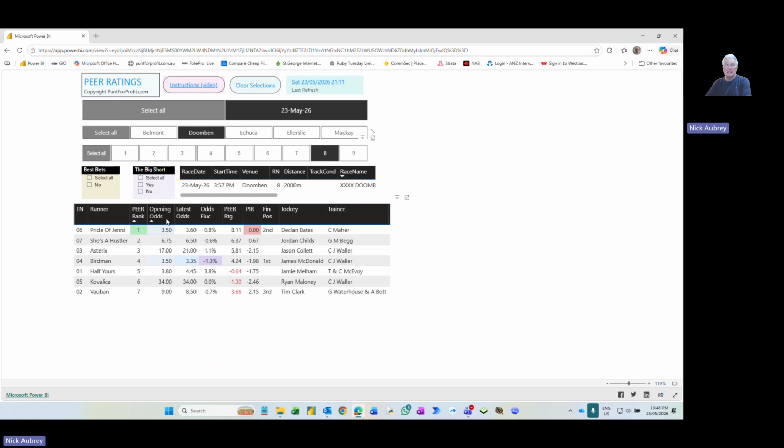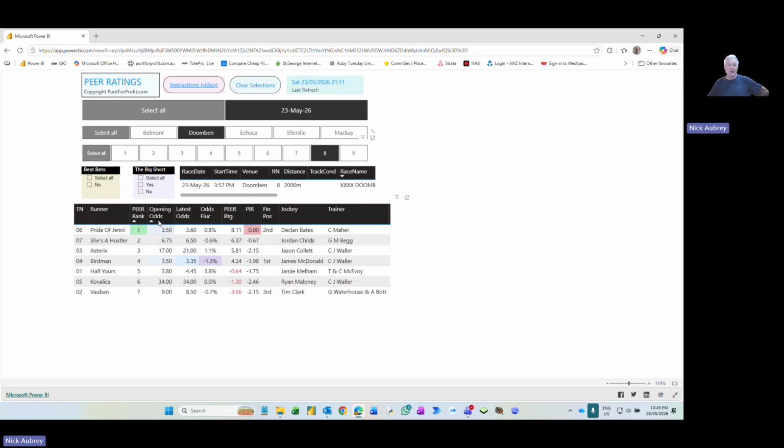The latest odds is the consensus of bookies, very similar to the starting price of the horse once the race has been completed, or whatever it is at the current time. I should have explained up here what the last refresh was for this day, and it was actually last Saturday, at 9:11 p.m. So that was well and truly after all the races for that day had been run. And that's the latest odds.